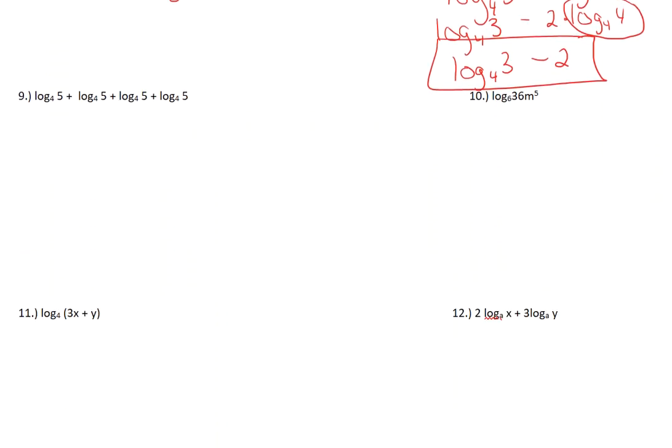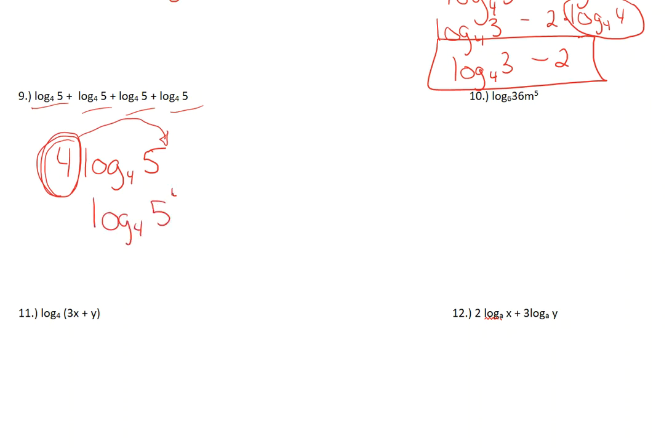Number 9, what we see here is that it's expanded, and we're going to try our best to see what we can do to condense this. You'll notice that there are 1, 2, 3, 4 of the exact same logarithms, so I'm going to write that as 4 times log base 4 of 5. And having a multiplier out in front can also be rewritten as the exponent. So log base 4 of 5 to the 4th power. And then 5 to the 4th power is just 625.